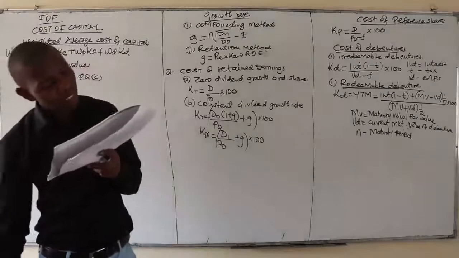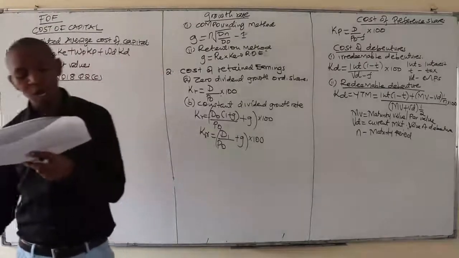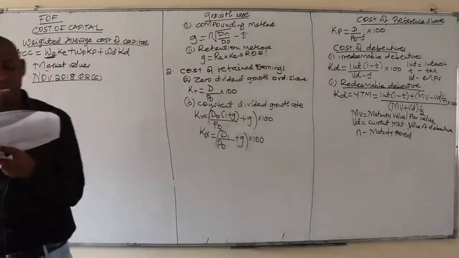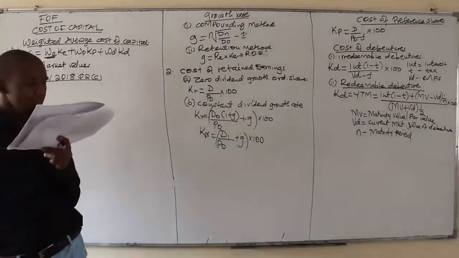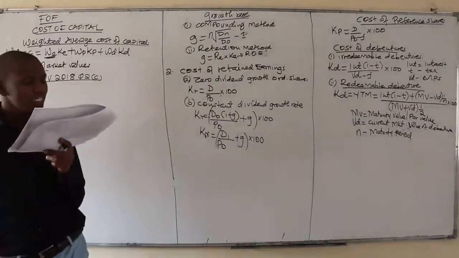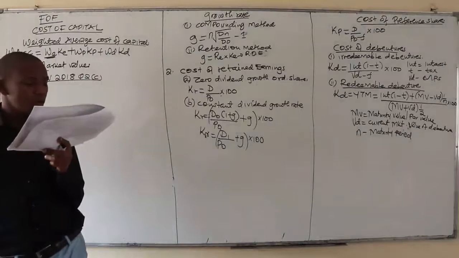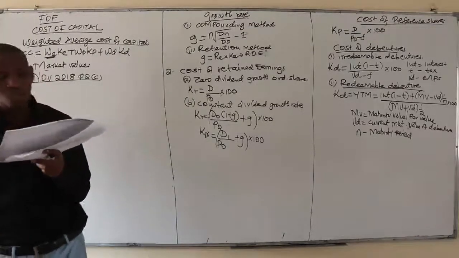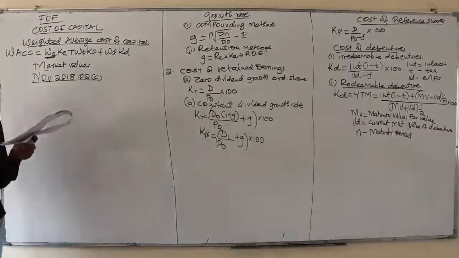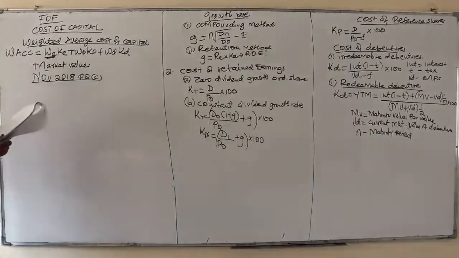The preference shares are unredeemable and are quoted at shillings 72 per share. The loans are quoted at par, and the corporate tax is 33% per annum. You are required to calculate the weighted average cost of capital using the market value.